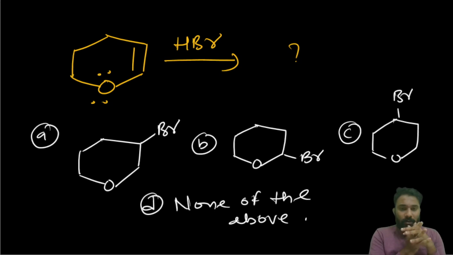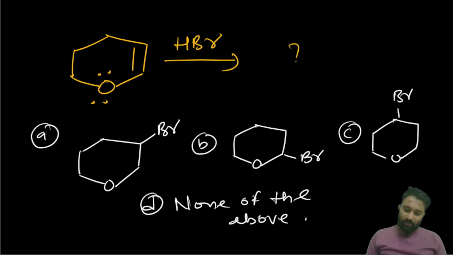Which is the stable product and which is the correct product? Among the A, B, C, D. B. Good. B is the correct one.